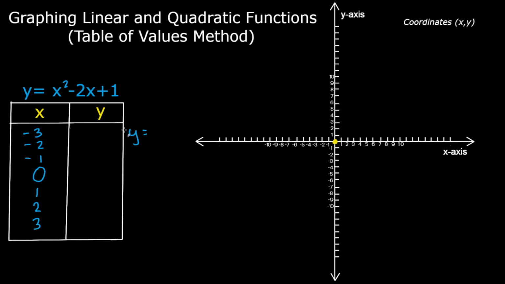Okay. So, x is negative 3. Then, minus 2 times negative 3 plus 1. So, solve natin to. Negative 3 raised to 2 is 9. And then, ito naman, negative 2 times negative 3 is 6. And then, plus 1. So, 9 plus 6 is 15. And then, plus 1, magiging 16.